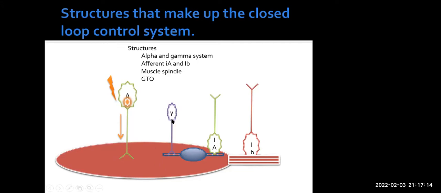Sir, gamma motor neuron. It's the gamma motor neuron, right? So it supplies the intrafusal muscle fiber. Now, this is the alpha motor neuron, right? And there is a connection from this 1A, which is the sensory part, going through to here. It is connected to the alpha motor neuron. Okay, right? Clear?